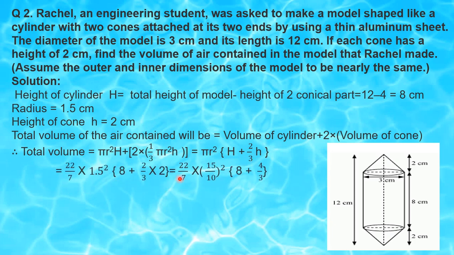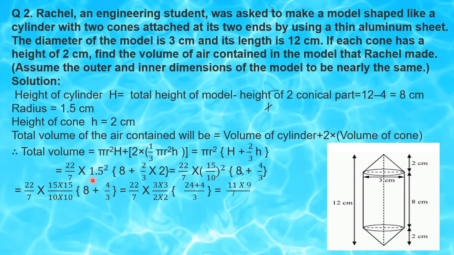Now put the values here, pi r square and capital H, small h, we get 22 by 7 into 15 by 10 square. Now 15 by 10 we are getting by removing the decimal from 1.5. 8 plus 4 by 3. Now this 15 by 10 we can write it as 15 into 15 upon 10 into 10. And when we find out the LCM of 8 plus 4 by 3, by taking the LCM we get 24 plus 4 upon 3, and this 15 and 10 both will cancel out by 5, so we get 3 into 3 upon 2 into 2.